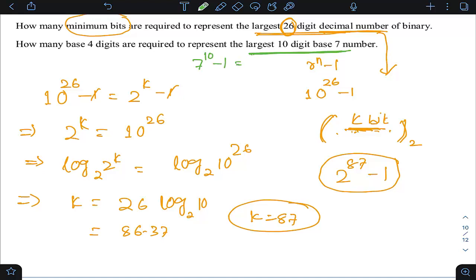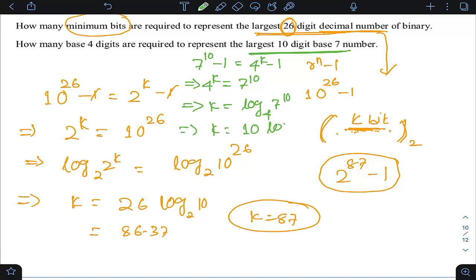This should be equal to how much? It should be equal to 4 to the power k minus 1, because you are using base 4, and k is the number of digits. So 4 power k minus 1. So this implies 4 power k is equal to 7 power 10. So k is equal to log base 4 of 7 power 10. So this implies k is equal to 10 log base 4 of 7. Take a calculator and simplify this.